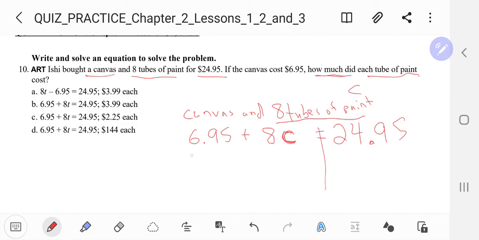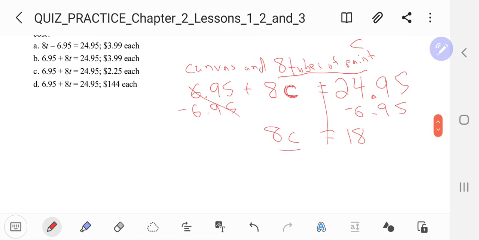So we would find the non-variable term, which is this $6.95. Subtract $6.95 from this side. We get 8c equals, ooh, that's nice. It cancels all that out and gets us, what's that get us? 18. And then we divide by 8. c equals, looks like it goes in 2 1/4, but I know that that's 25 cents because it's $0.25. All right, so we have our answer right there.